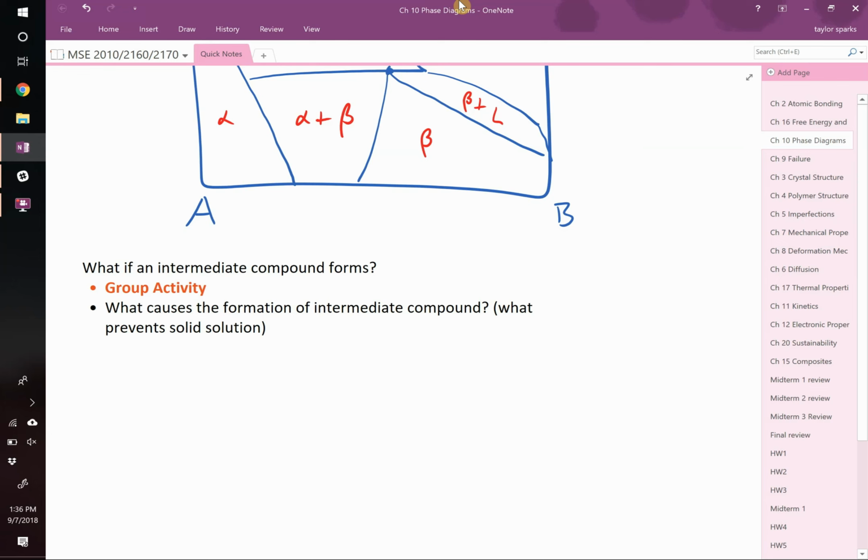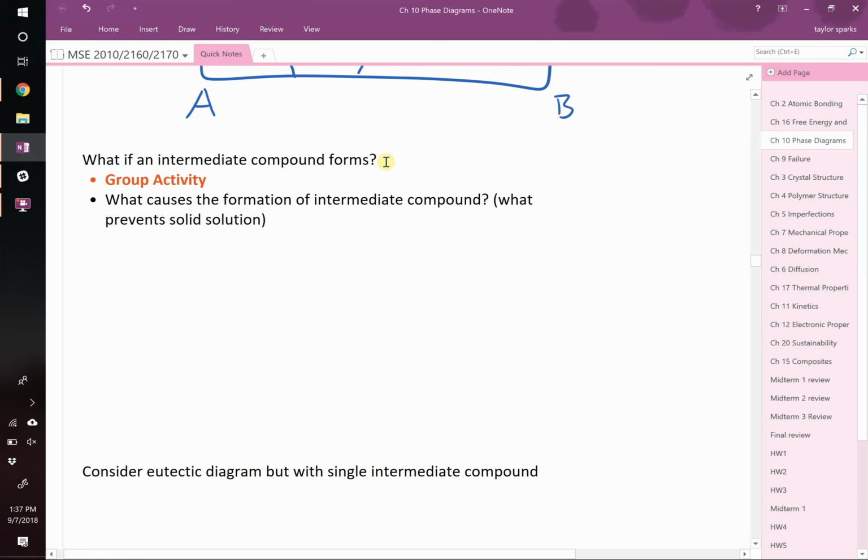Okay, anybody have a thought? This is a little bit tricky. Why should an intermediate compound form, Spencer? At that point, is there an exact stoichiometric ratio so that it makes a new compound? Yeah, it's true, but why? You're absolutely right, that's true.